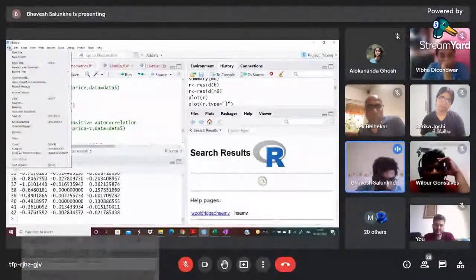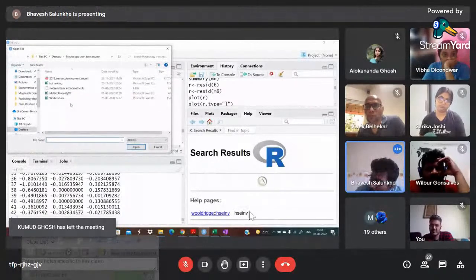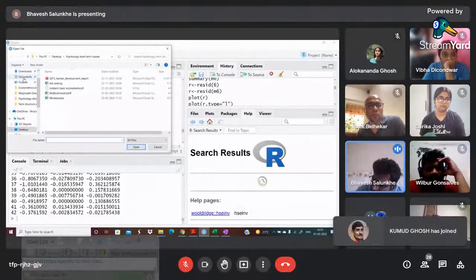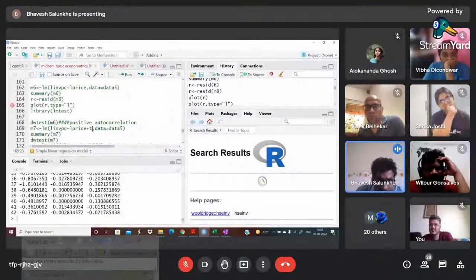you go to File, click on Open File, and this small window will open. Go to the place where you have saved that file, click on that file and click on Open. So this file will quickly be opened in RStudio. And you can have the same commands again, but you will have to execute all the commands again, except installing the packages, because the packages are already installed.